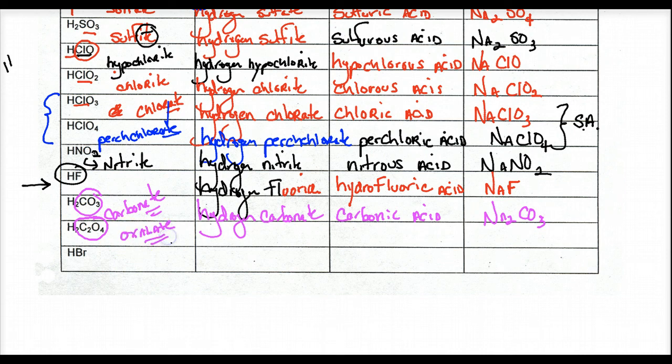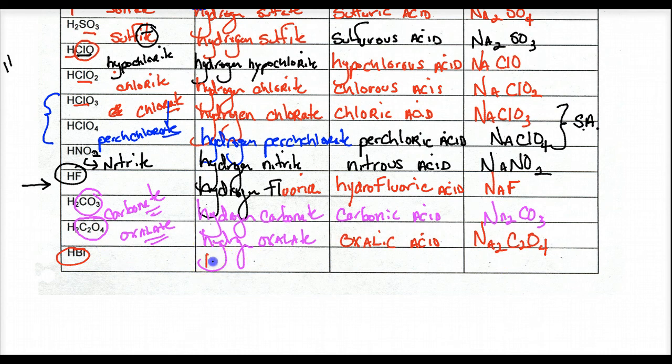Again, a polyatomic ion you can look up. So this is hydrogen oxalate. I'm done with that color. And this is, of course, ate becomes ic, so this is oxalic acid. And the salt, because the oxalate is -2, is Na2C2O4. And last one, HBr, a binary.